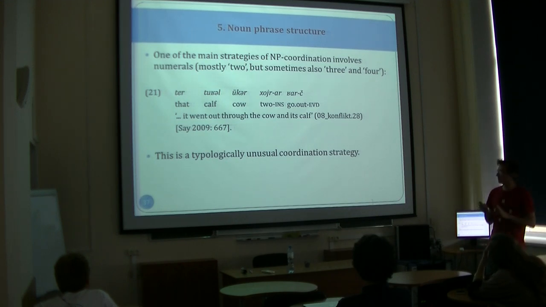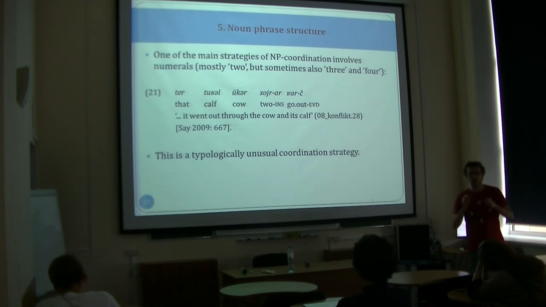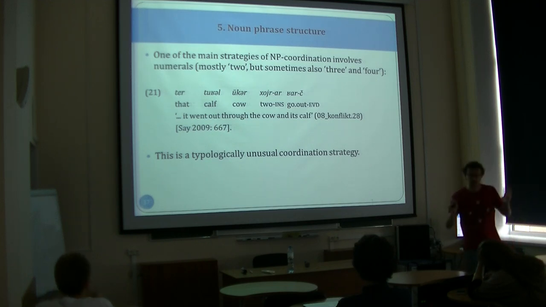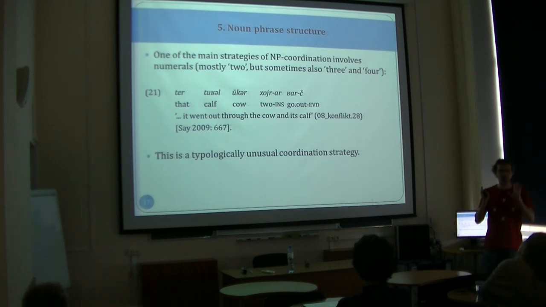It's a story about a very crazy thing happening. Some magician is involved, putting the soul of one person into another, and then it goes out through the cow and its calf. So you don't have to think about the sense of it, because it's not easy to understand. But what we should care about is the syntactic structure. So I just needed an example with some case marking.